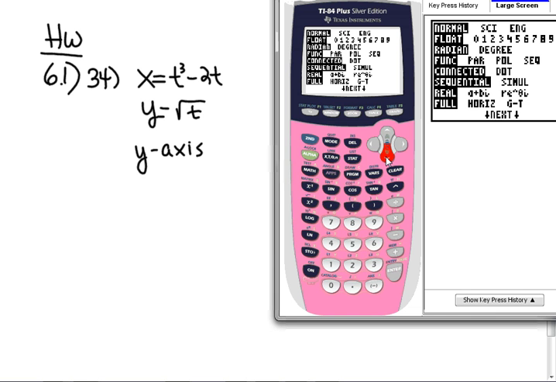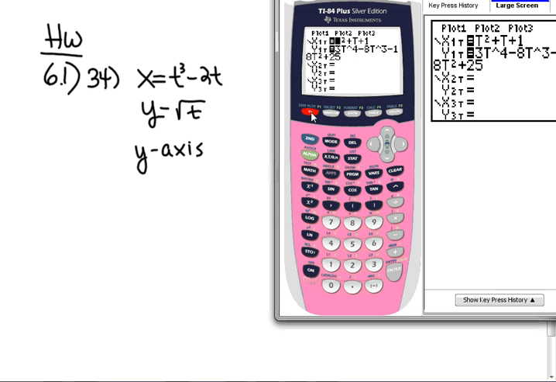We'll go to parametrics. Y equals, and it's t cubed minus 2t, second square root of t.